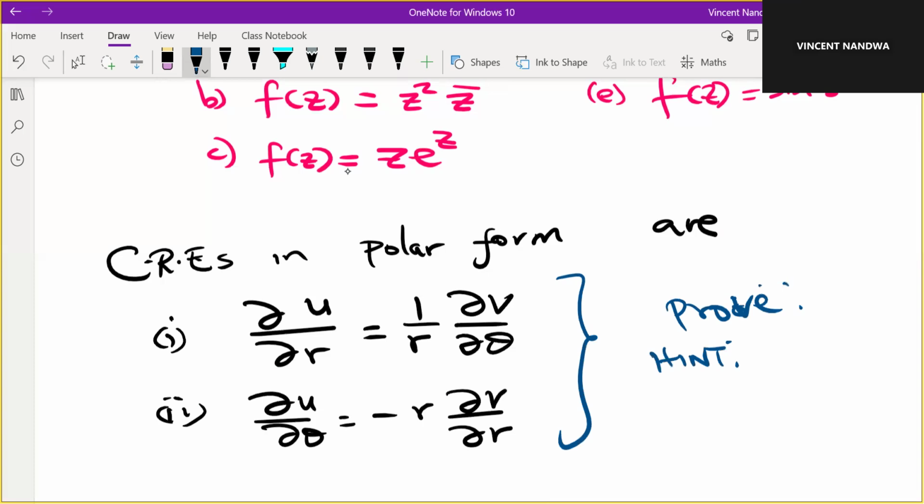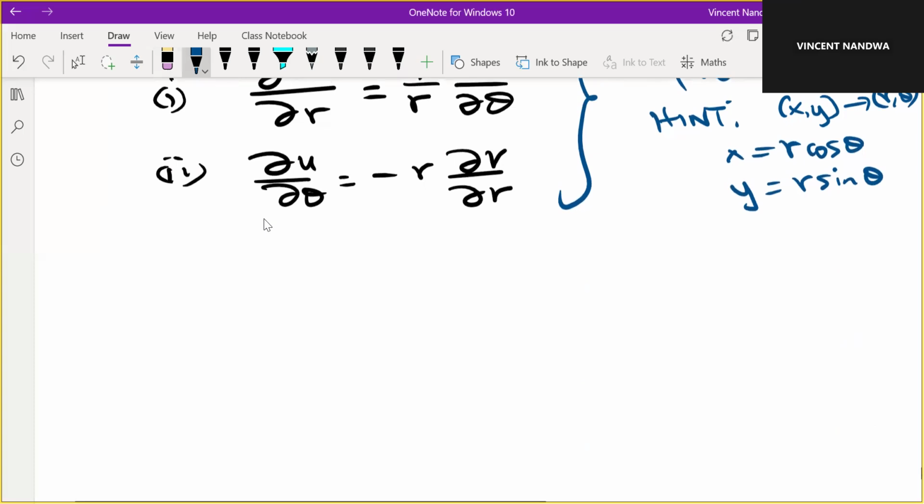And just remember that to transform from rectangular coordinates to polar coordinates, X is the same as R cos theta, and Y is the same as R sin theta. So using your knowledge in Math 125, the analytic geometry, you should not have trouble proving that. Then lastly, we define harmonic functions and give examples.